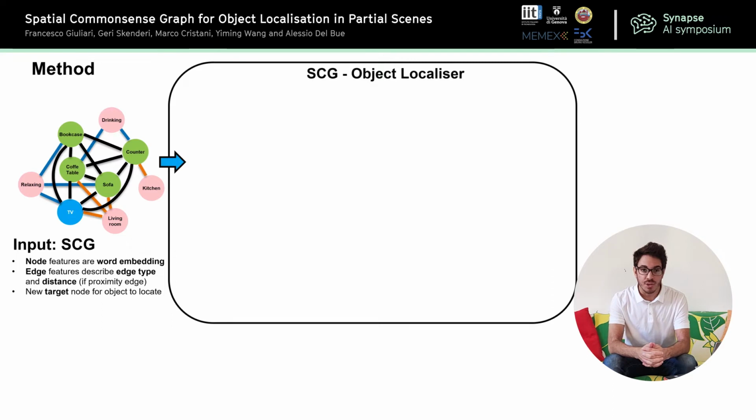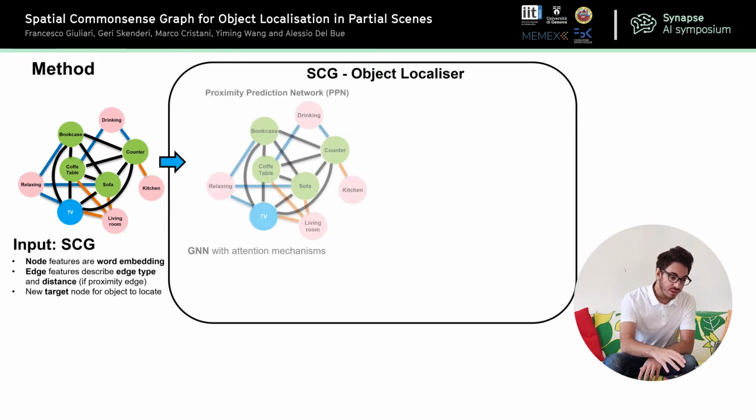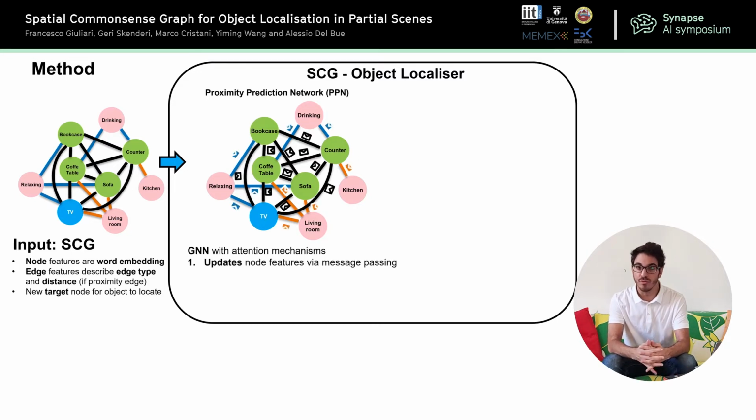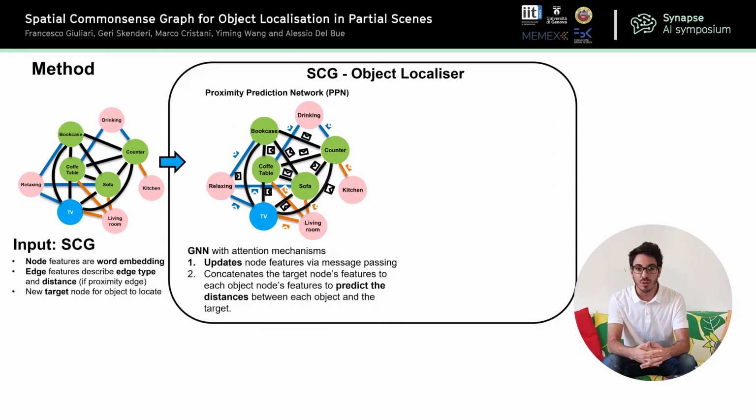Our method for the localization is a two-stage approach that we call SCG object localizer. The first stage is a graph convolution network that we call proximity prediction network. First it updates the node features via message passing with an attention mechanism, and in the second part it concatenates the updated feature for the target node and the updated feature for an object node, and with an MLP it predicts the distance between the target object and that particular object node.